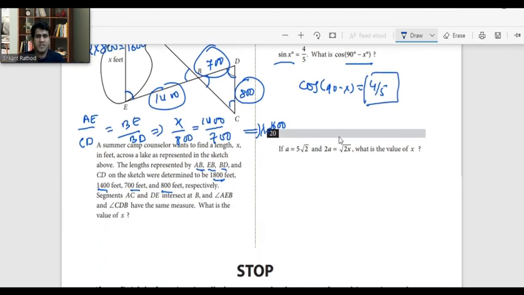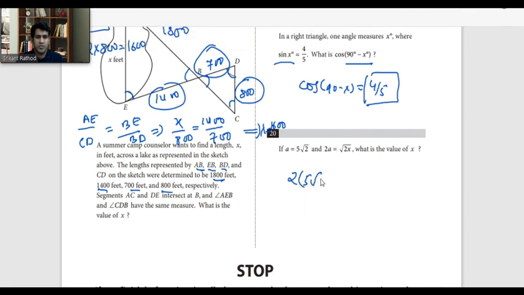Last, if a is equal to 5 root 2 and 2a is equal to root 2x, what is the value of x? So replace here, this can be written as 2 times 5 root 2 is equal to root 2x. So that can be written as 10 root 2 is equal to root 2x. Now how do I get rid of this root? You have to square it on both the sides.